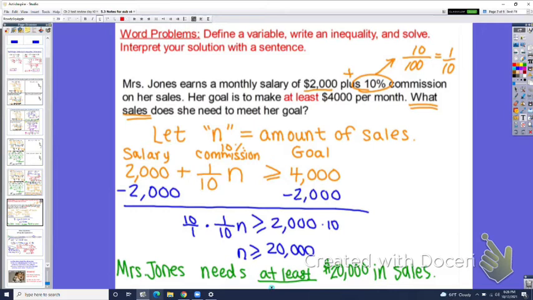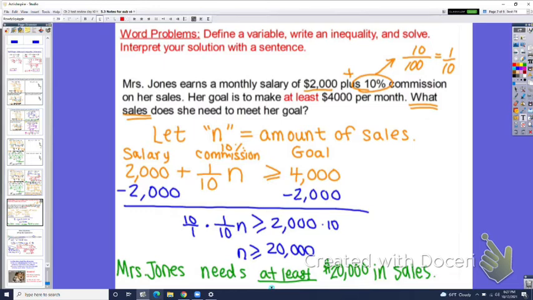So we have Mrs. Jones earns a monthly salary of $2,000 plus 10% commission on her sales. Her goal is to make at least $4,000 a month. What sales does she need to meet her goal? So we can let N represent the amount of sales that she needs. So she gets paid $2,000 regardless of what she sells, but she gets an extra bonus pay of 10%.